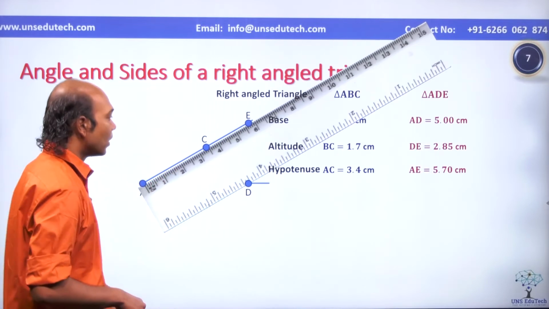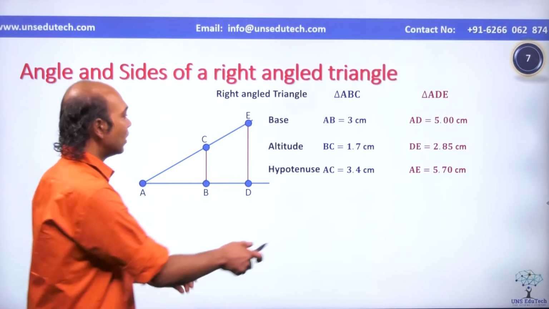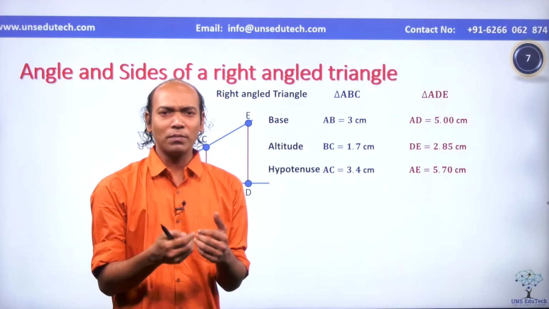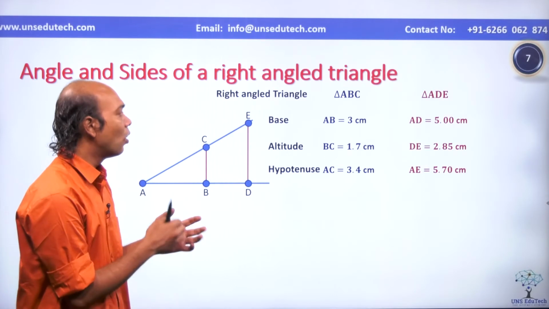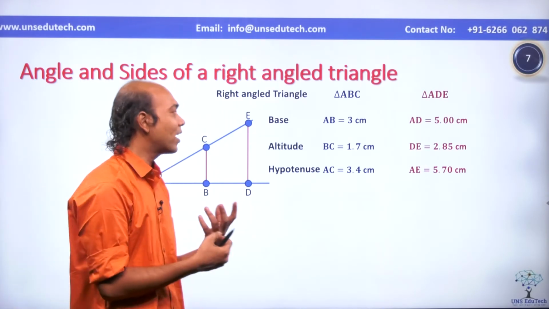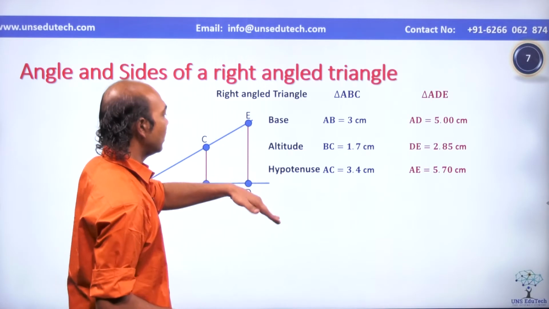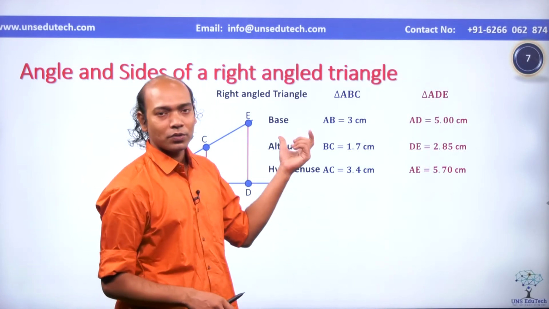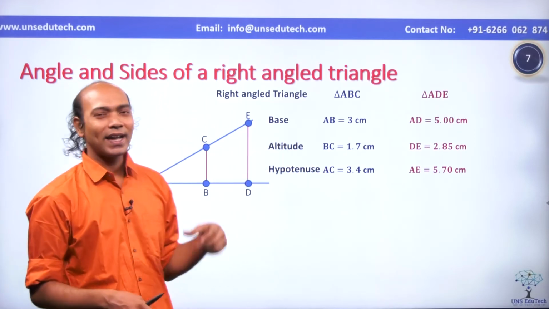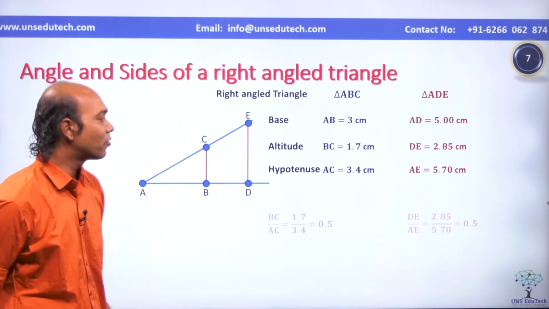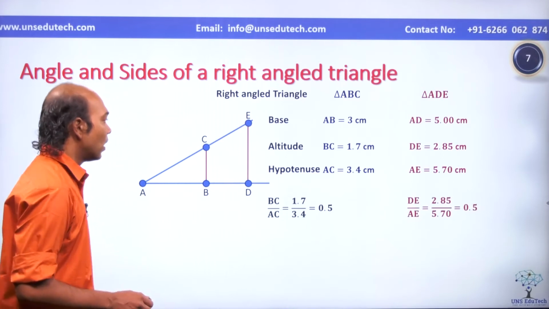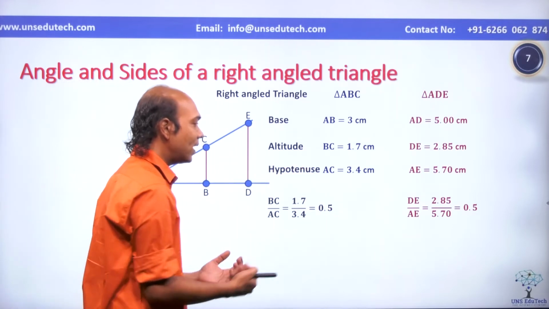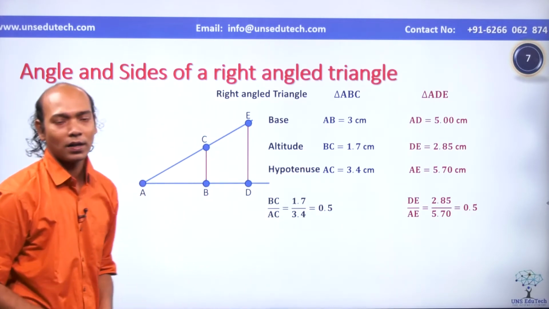Now, forget about everything else. We note down all the values here, that means all the side lengths one by one. Now, whenever we calculate it, let's try to find the ratios: altitude by hypotenuse, altitude by base, base by hypotenuse. So, this is base BC by AC, and so on. Now, see those ratios are constant.